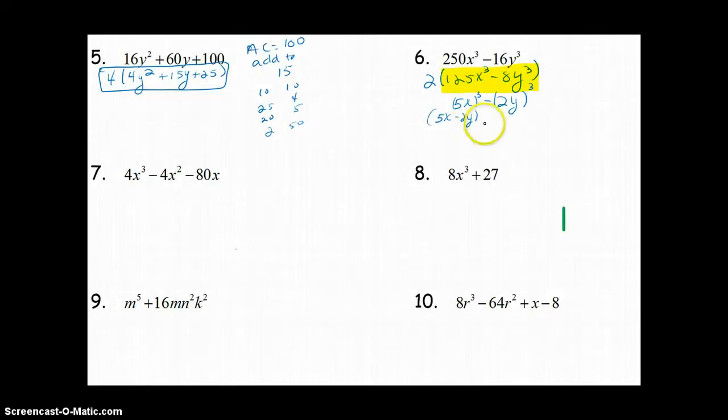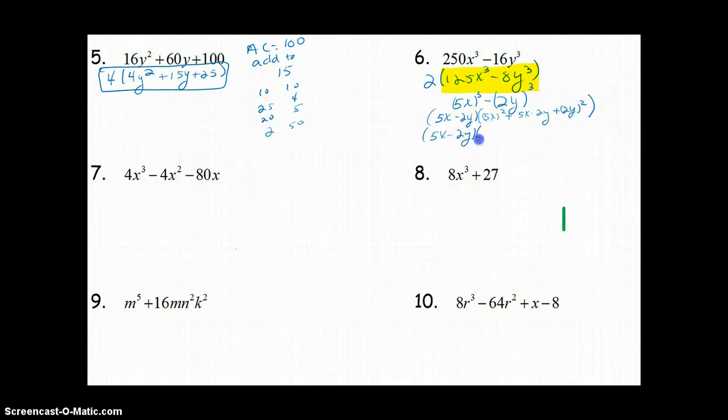We know our difference of cubes factoring special case, which says we take this term and we write what we see, so 5x minus 2y. That goes in our very first spot. Our second spot says we're going to take our first term, which was 5x, we're going to square it, and then we're going to add the product of our two terms. And then we're going to finally add our last term squared.